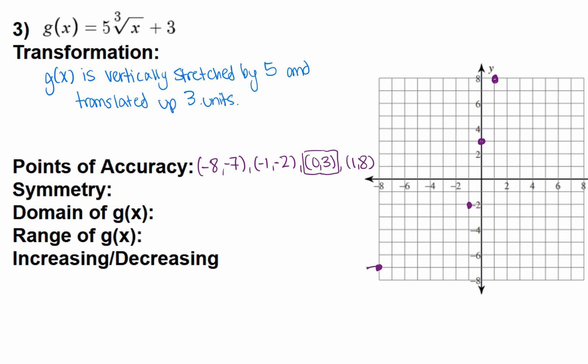So look right here. It's going to go like this. And as we're getting close to that point of inflection right there, we're going to turn and go in that direction. So that's my graph right there. Okay, now for the axis of symmetry, it's going to be located at x is equal to 0. The domain will be from -infinity to +infinity. The range will be from -infinity to +infinity as well. And this function will be considered to be increasing.